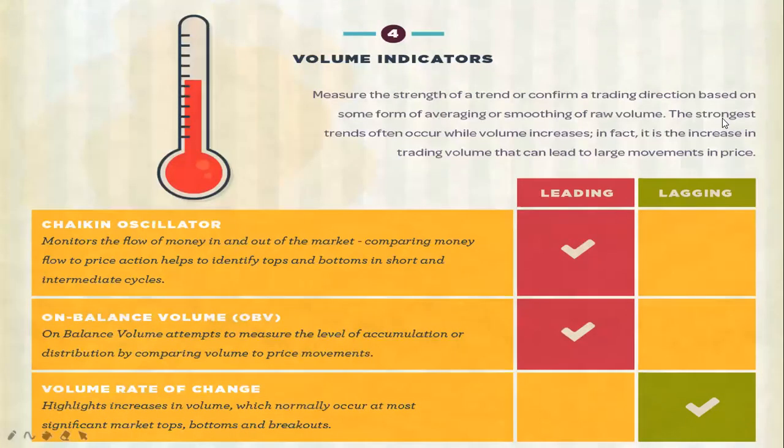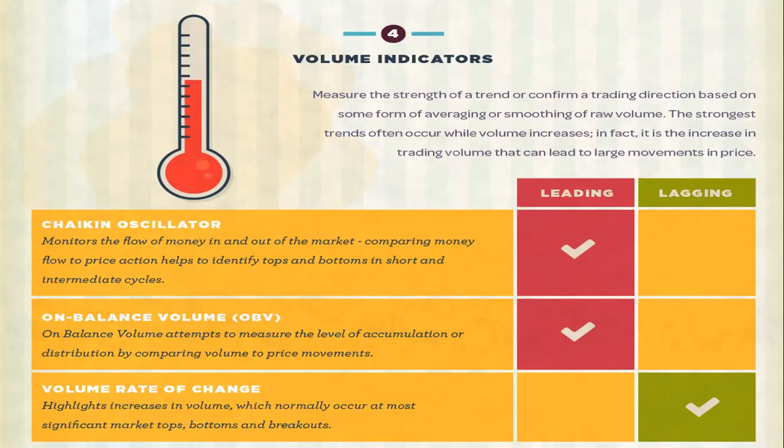We have volume indicators. Volume indicators measure the strength of a trend or confirm a trading direction based on some form of averaging or smoothing of raw volume. The strongest trends often occur while volume increases. In fact, it is the increase in trading volume that can lead to large movement in price.